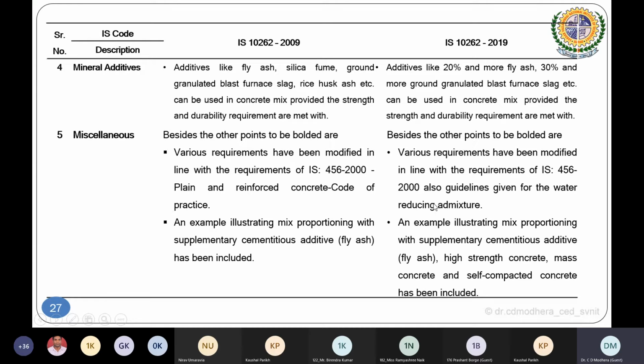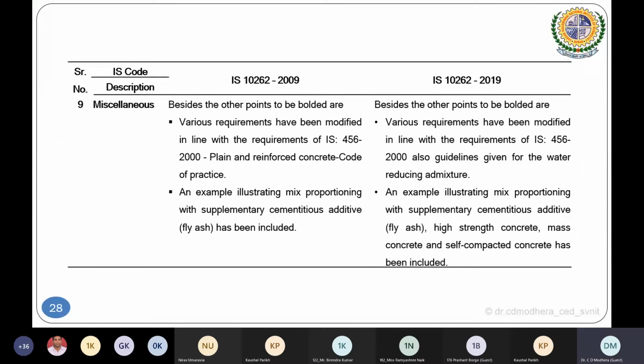Various requirements have been modified. Okay, so these are the options we have bolded. This is the new IS code. I can say the latest IS code is 2019. Now, many miscellaneous things are explained, but here I have given only two points. Various requirements have been modified in line with the requirement of IS 456. This is our great Bible or Gita, IS 456. So far as RCC is concerned, we should be aware of all the updates. Now we are using IS 456:2000.